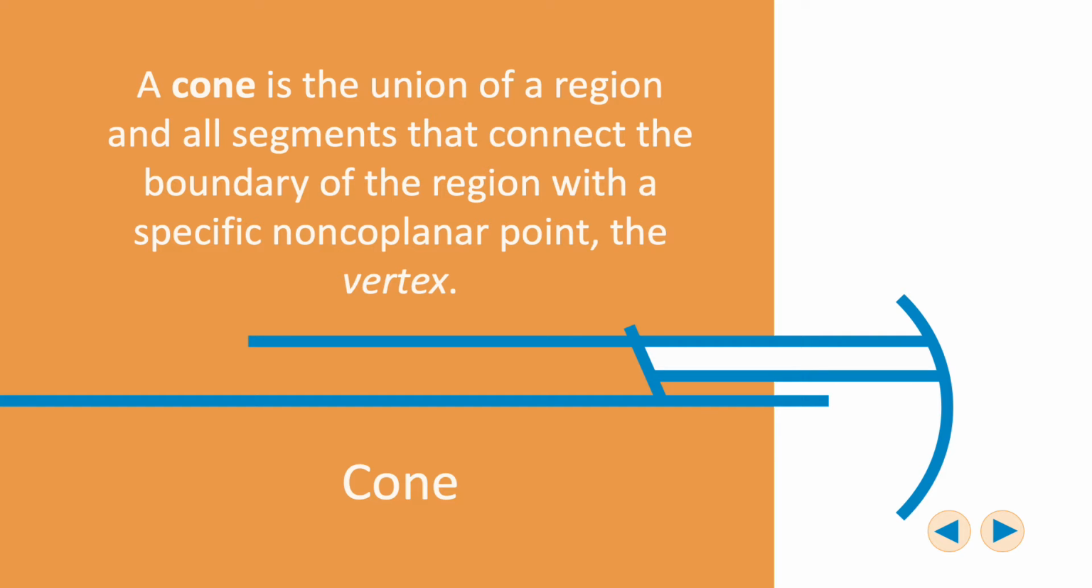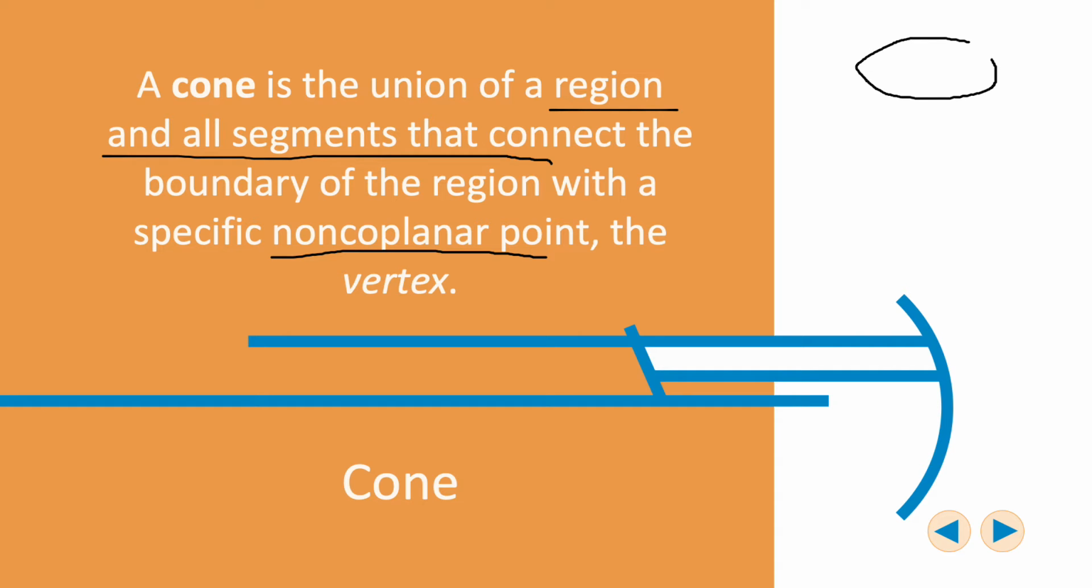So a cone is the union of a region and all segments that connect the boundary of the region with a specific non-coplanar point. Okay, so here's my region, my closed region. It's a circle. And then here's my non-coplanar point. So that point is called the vertex. And anytime I connect my region to that vertex, it makes a cone.